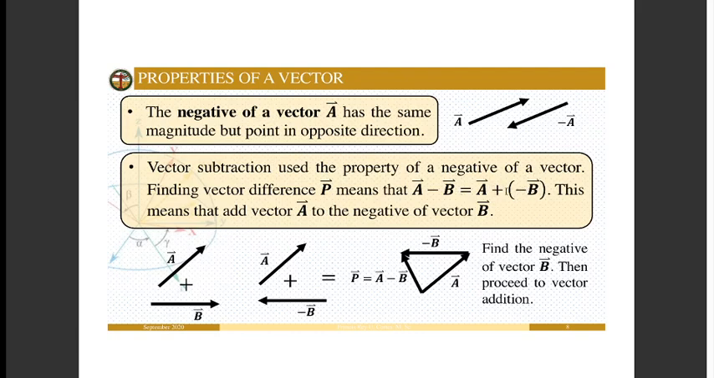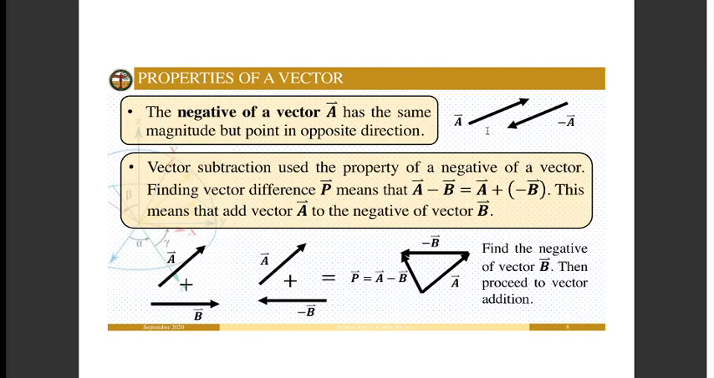Equal lang, they are equal because of your basic arithmetic. So how to add negatives, so equal lang man din ito. We can rewrite the A minus B expression to vector A plus the negative of vector B. Which means i-add natin yung vector A sa negative ng vector B, and that's how you can find the difference of A and B.